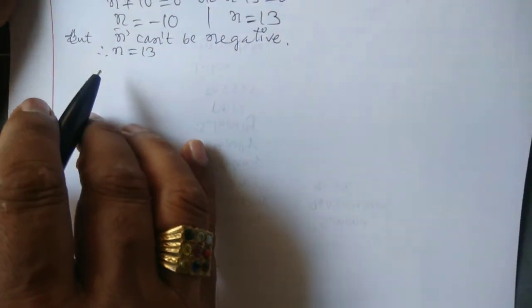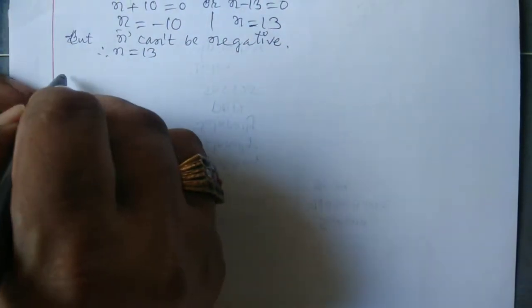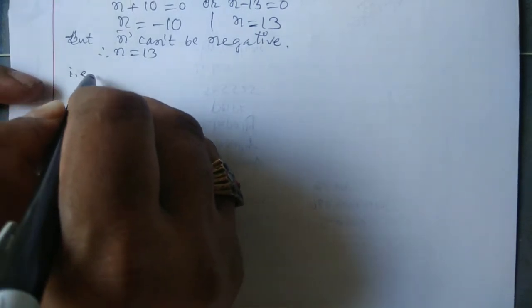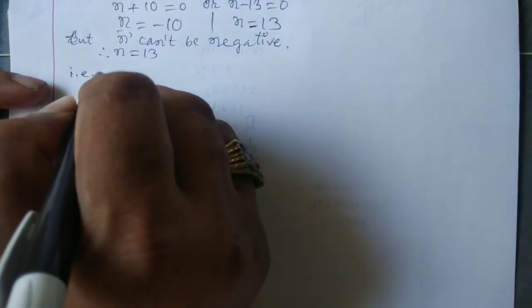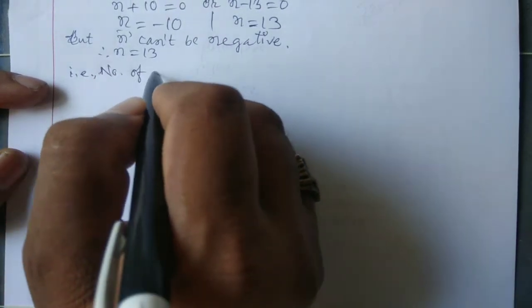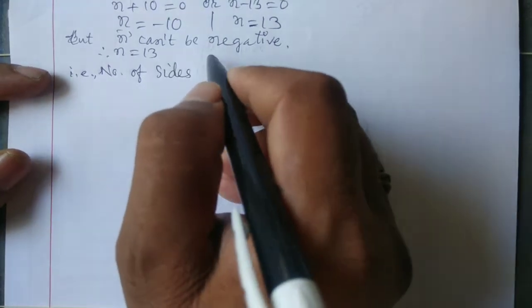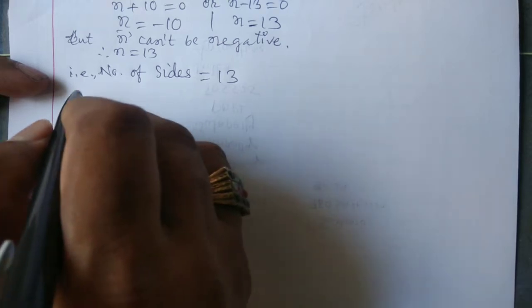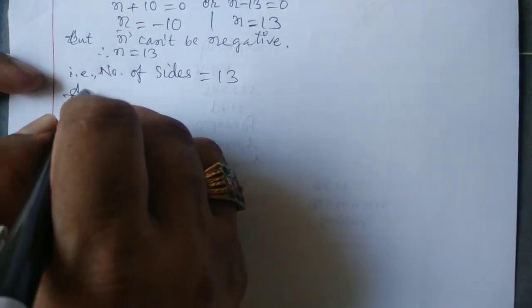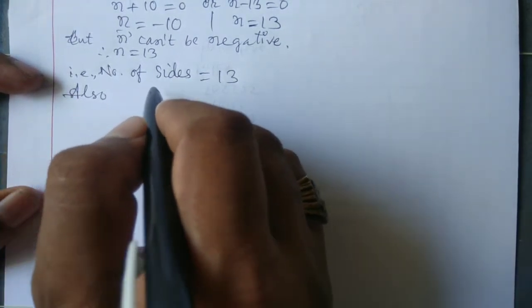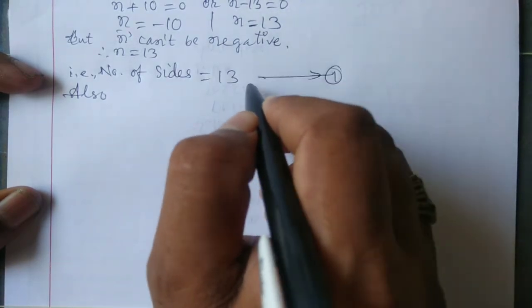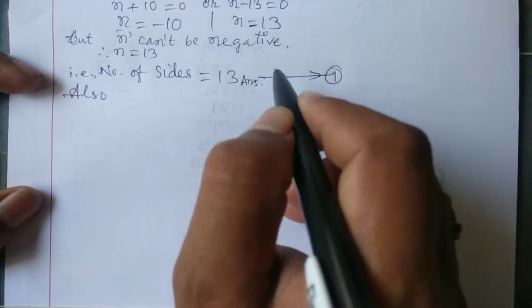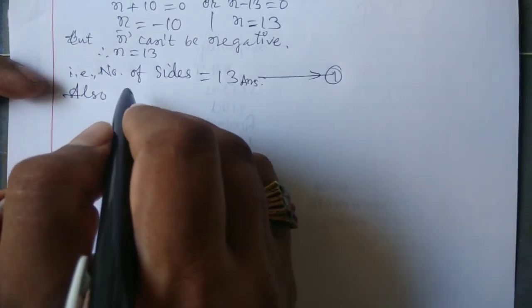n is equal to 13 means the number of sides is equal to 13. This is answer 1. We have to find the second answer also.